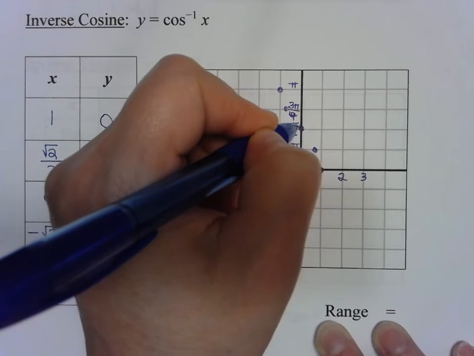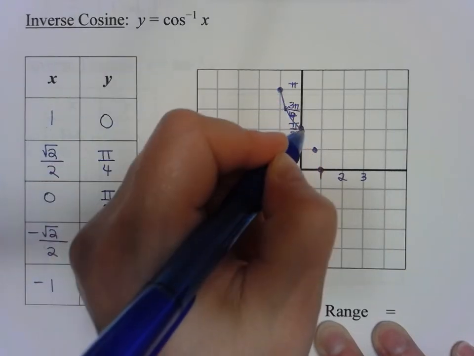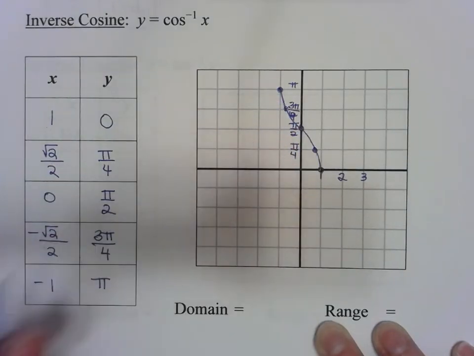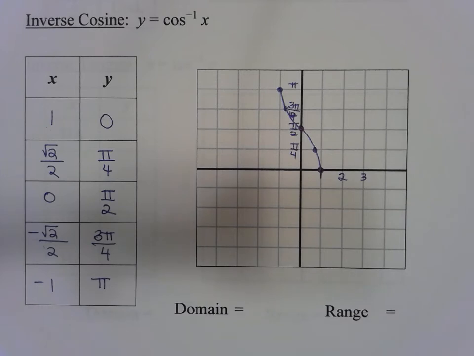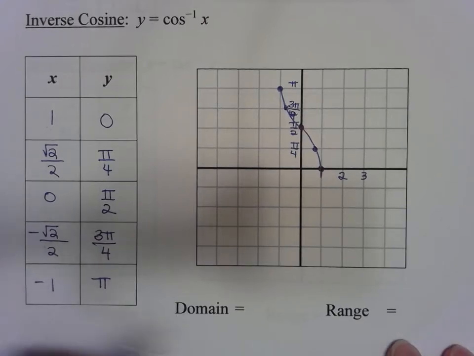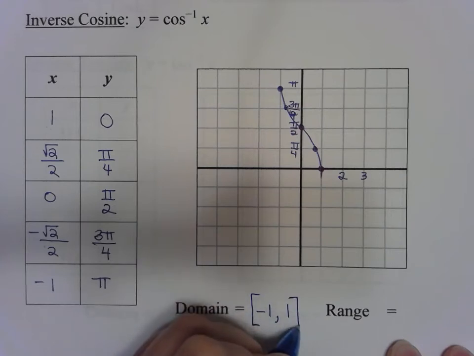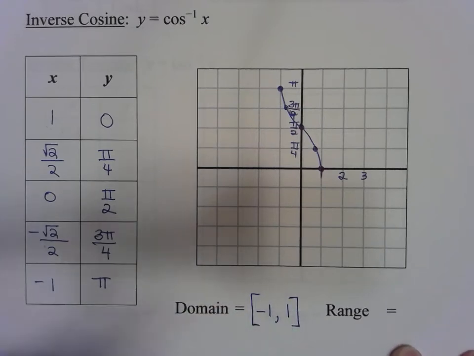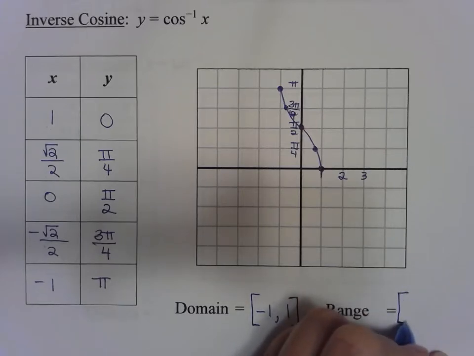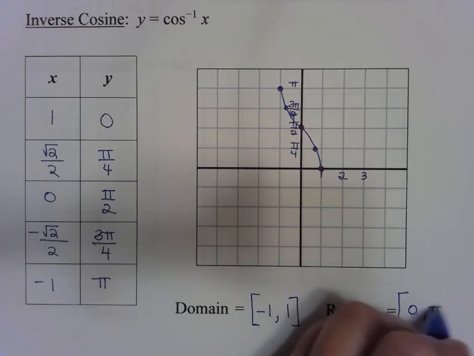And again, this would be a curve that is a reflection of the cosine curve with that restricted domain over the line y equals x. Okay, the domain here again is going from -1 to 1. That's normally the range for the cosine. These are reversed, right? And then the range is going to be our restricted domain from 0 to pi.